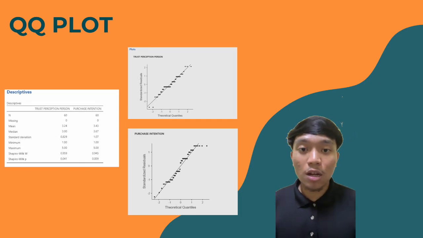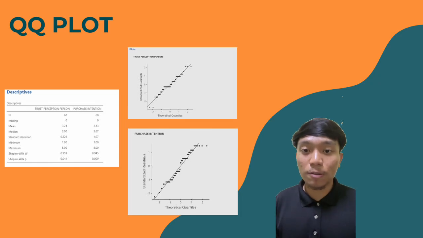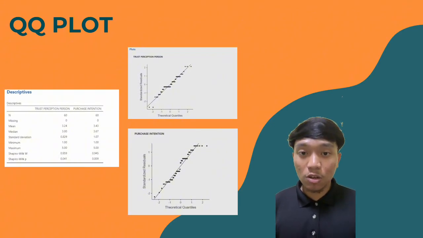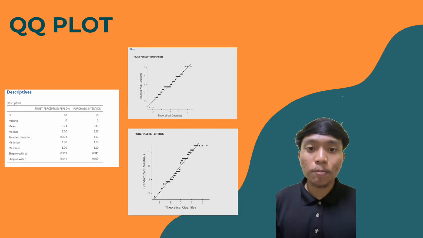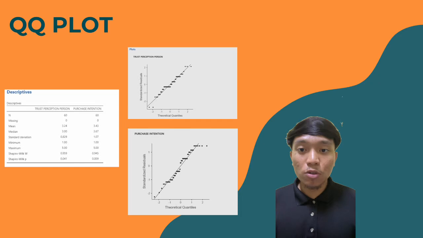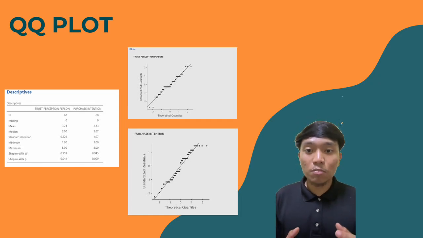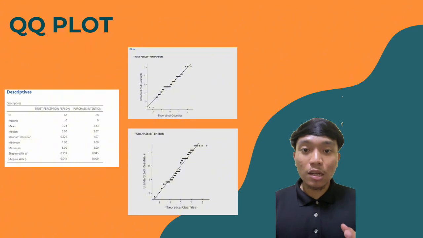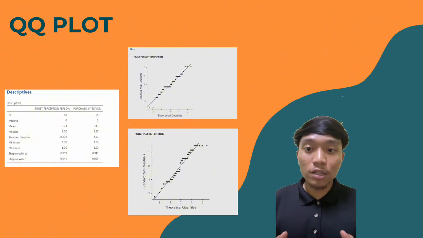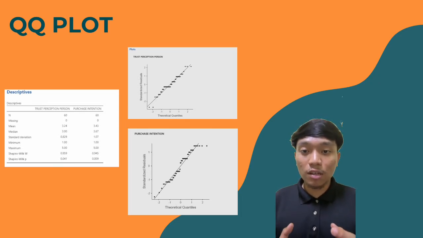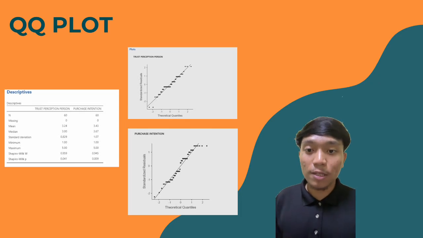So, first, let's look at the QQ plot. A QQ plot is a graph that compares the distribution of the collected data with a normal distribution. If most data points are close to the diagonal reference line, it indicates the data is approximately normally distributed. The further the points move away from the line, the greater the deviation from normality.